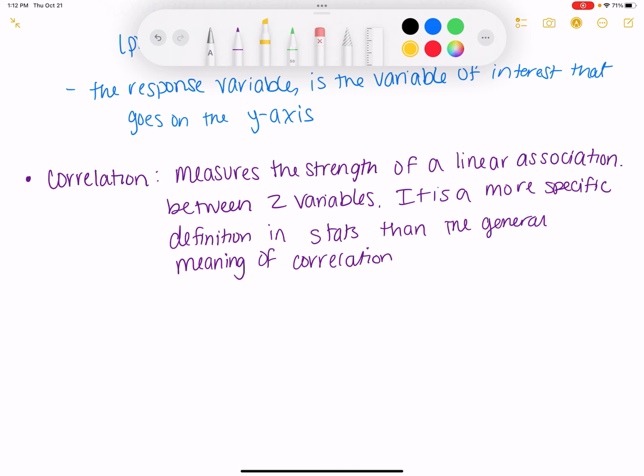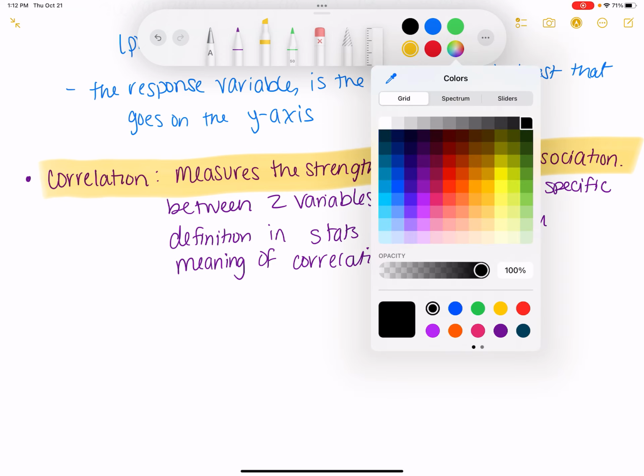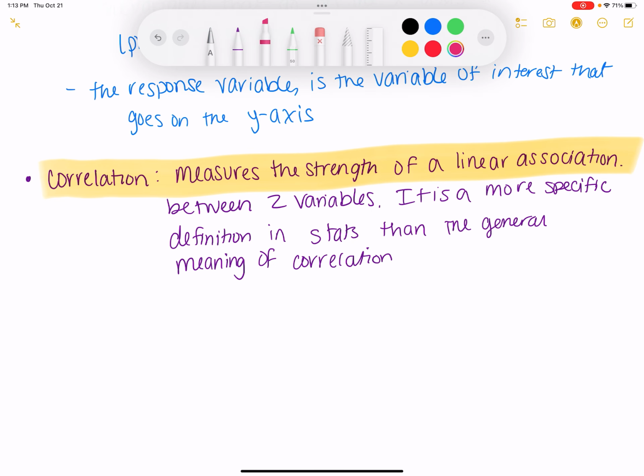So I'm going to highlight the important part. Oh, I was about to say something, but I didn't know. No, I'm just not paying attention.